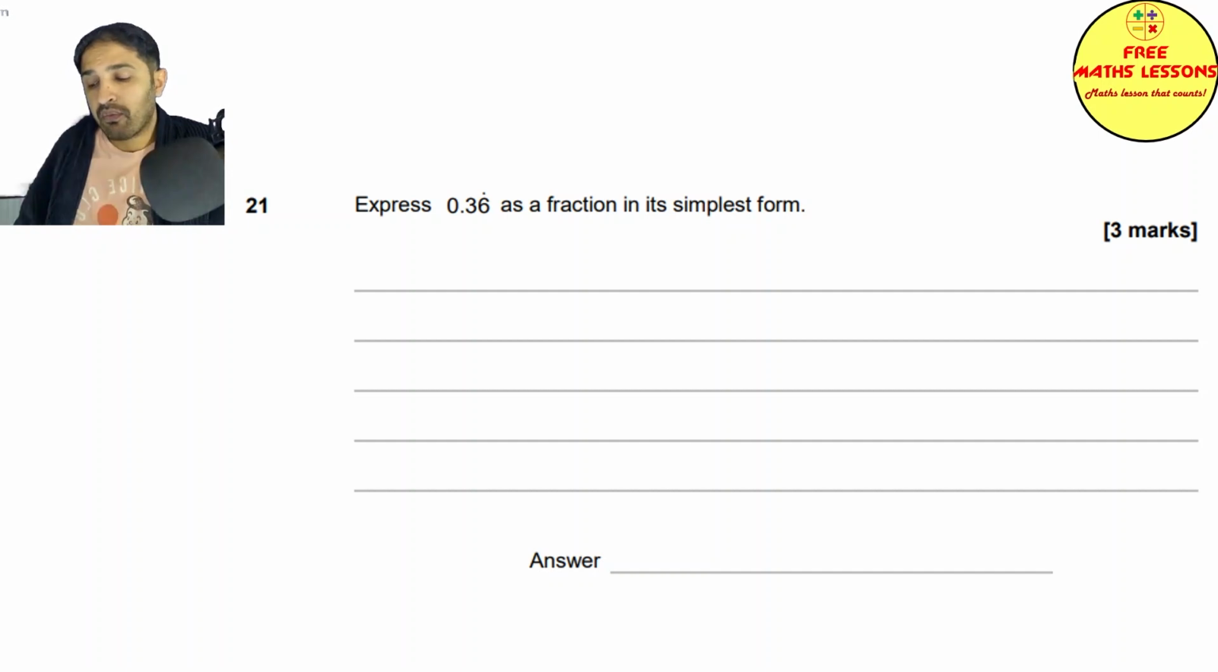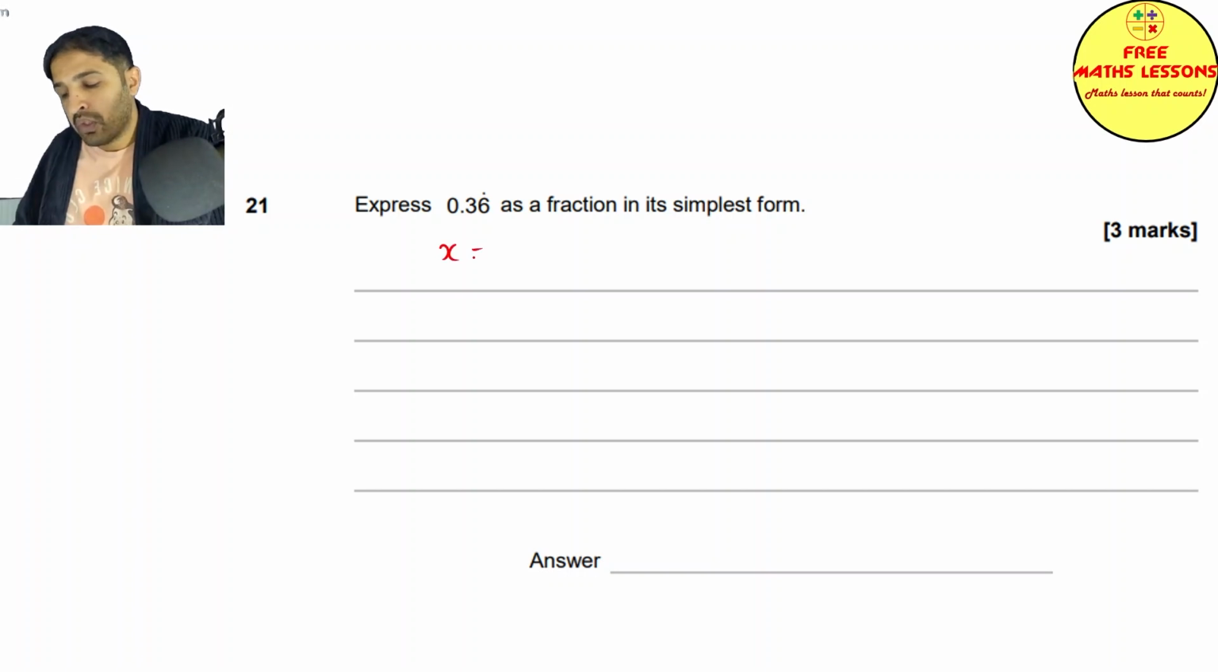Okay, if there was no reoccurrence, then it would have been straightforward. So what we do is say we call x equal to 0.36 reoccurring. Then if I multiply it by 10, so 10x, everything is multiplied by 10. So that decimal moves 1 place forward, or the entire thing moves 1 place to the left. So we get 3.6 reoccurring.